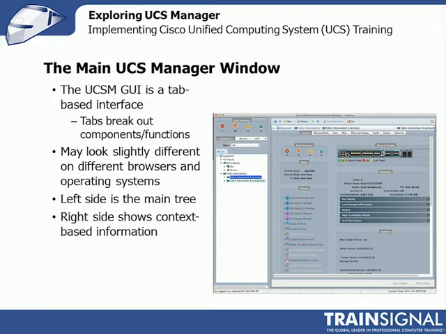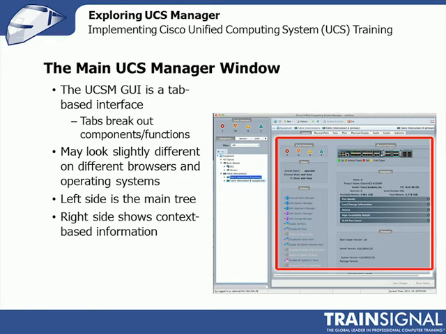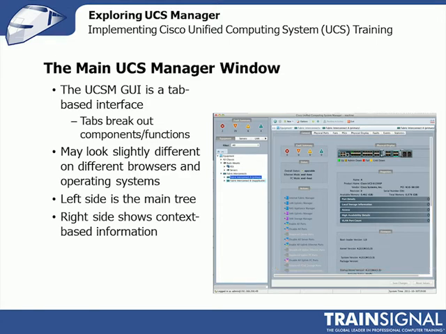They look kind of like buttons, but they're different tabs for different things: equipment, SAN, LAN, server. We'll see those in a little bit when we jump into the lab, but when you click on, say, the LAN tab, all the things in the tree will be network related. When you click on something in the tree, the main window to the right will change and give you context sensitive information. And just like on the left, on the right there may be tabs for different information depending on where you're at.